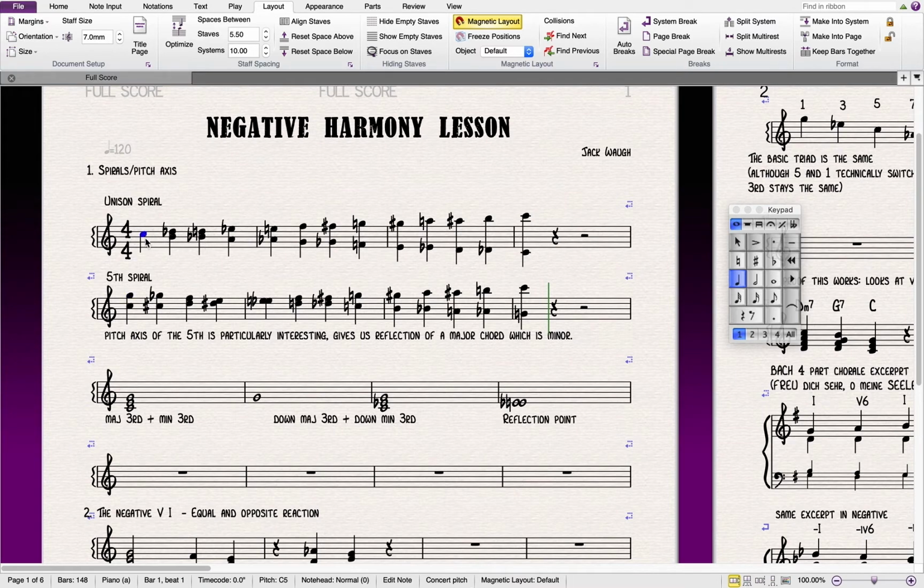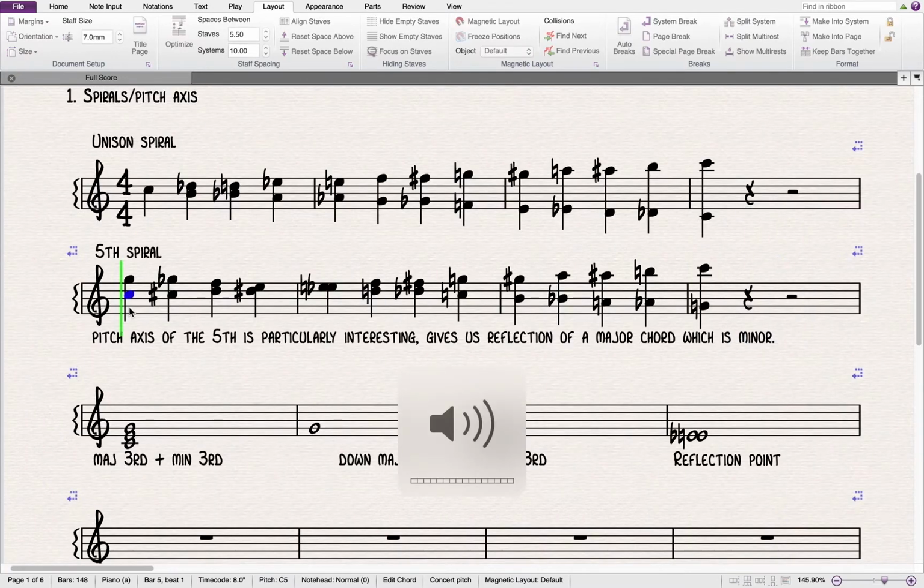So if you look at this pitch spiral, this is a unison spiral. This is not the one we're dealing with, but it's just an example. Top voice moves up a half step, bottom voice moves down a half step, and so on. Ernst Levy was particularly interested in the fifth spiral because of what you call the reflection point of the notes. It generates a minor triad. I'll talk about that in a second. So the fifth spiral, C to G, sounds like this.